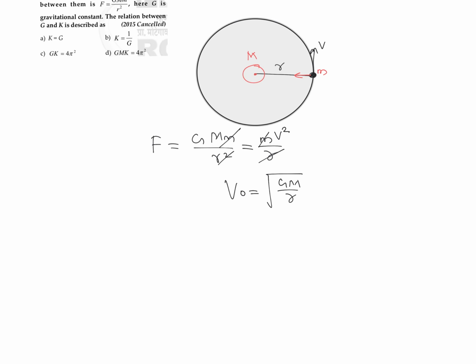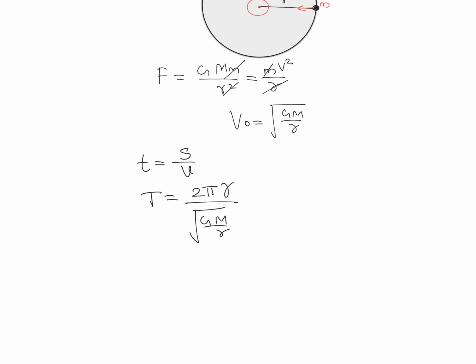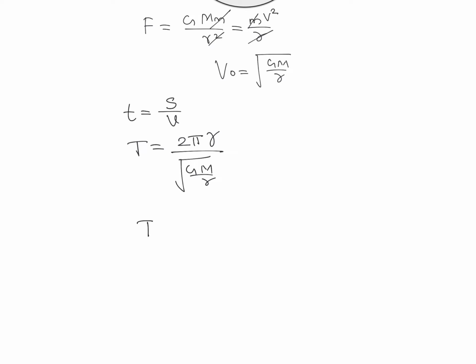Now from here we can find the value of the time period, using distance divided by velocity. For one full rotation, the distance traveled is 2 pi r, the circumference, and the velocity is the root of GM divided by r. Squaring both sides, T square is equal to 4 pi square r square divided by GM by r, which can be written as 4 pi square divided by GM into r cube.